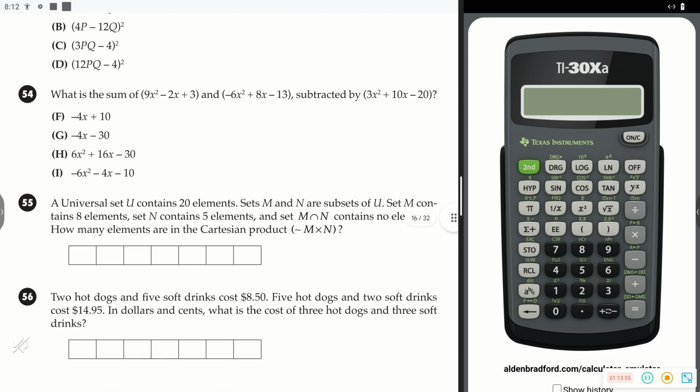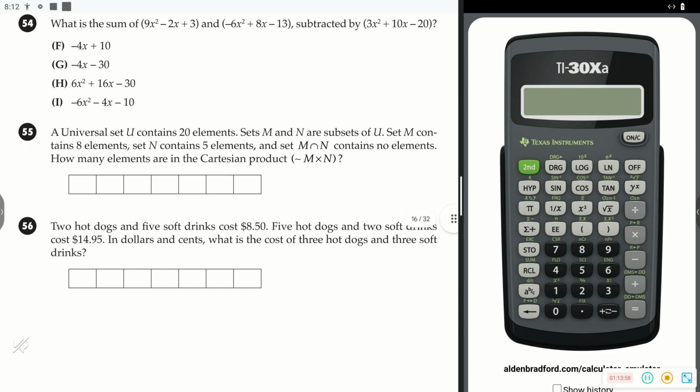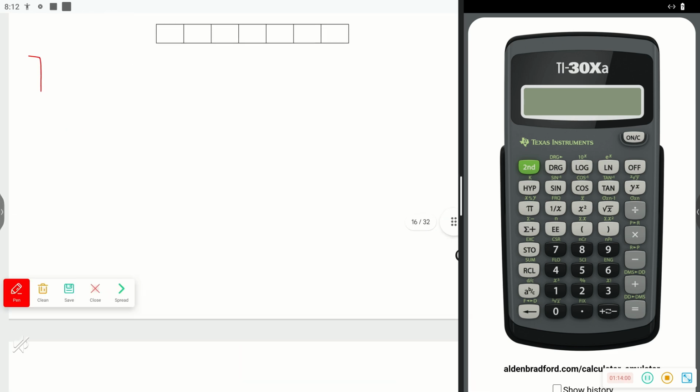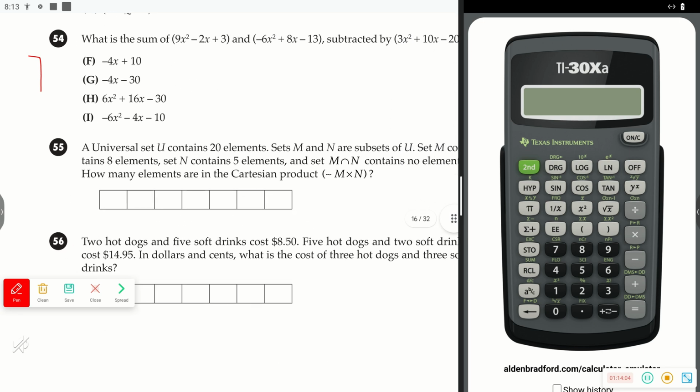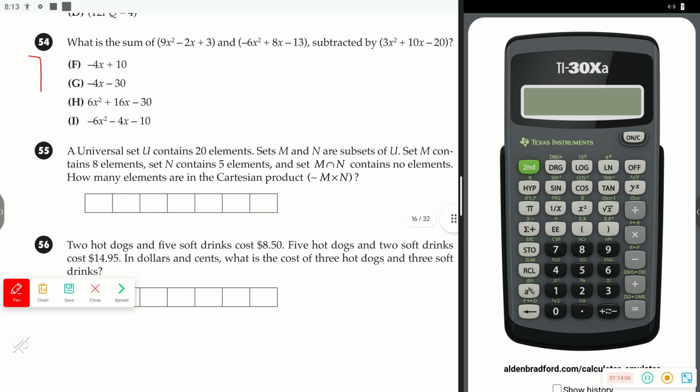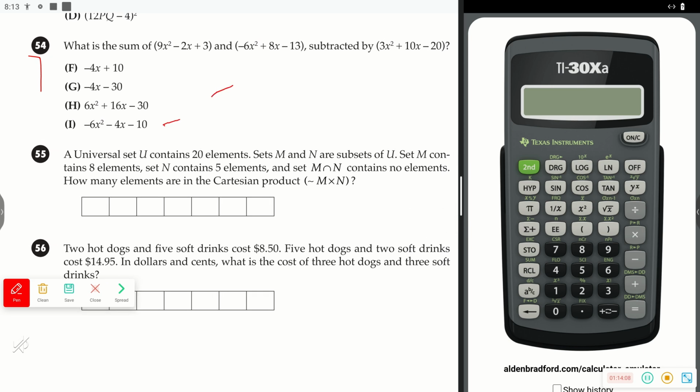Number 54. Whoops. This one looks like it's going to be a fun one, actually. I like it. All right, so what is the sum of this trinomial and this trinomial, and then you have to subtract it by this trinomial.